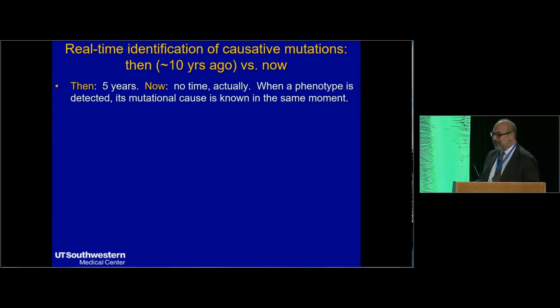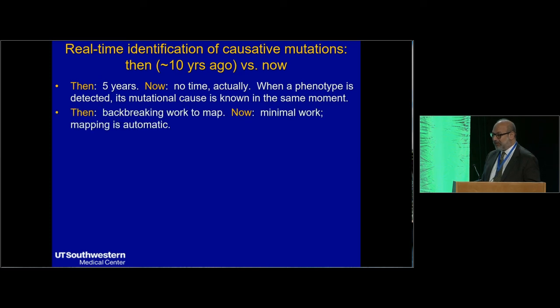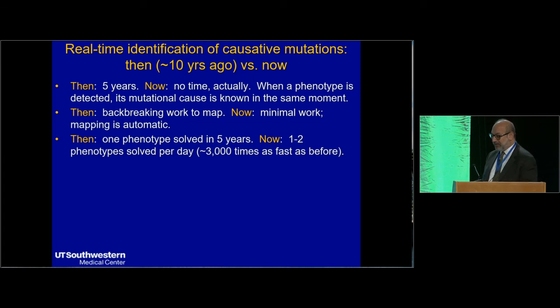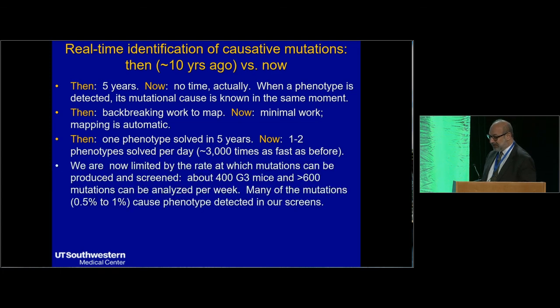In the old days, it took 5 years for us to track something down. Now it takes really no time at all. It used to be very difficult to map. Now it's minimal work for people who manage that part of the pipeline. One phenotype used to be solved in the whole lab in 5 years. Now typically 1 or 2 are seen and solved every day, which is about 3,000 times as fast as before. Our limitations are at the level of screening, with 400 G3 mice entering the pipeline and a maximum of 600 G3 mice possible in our group.